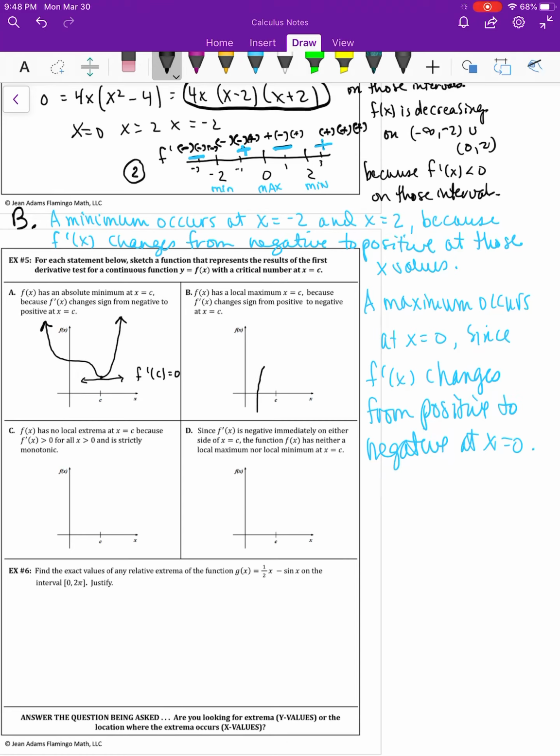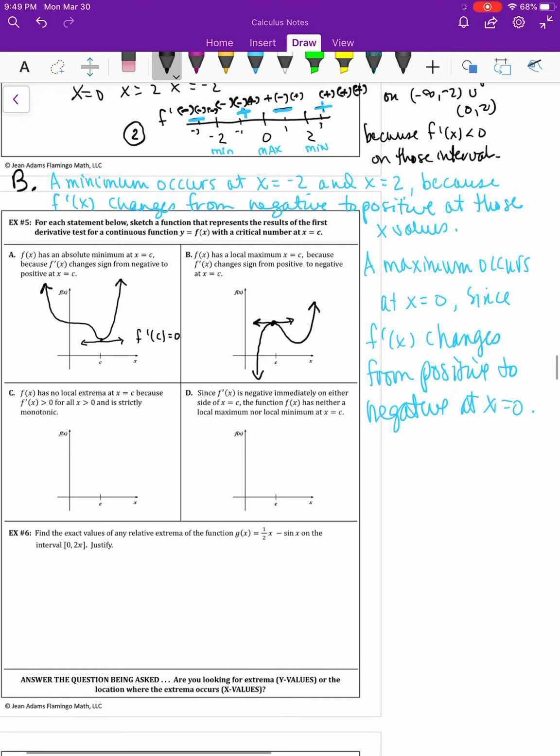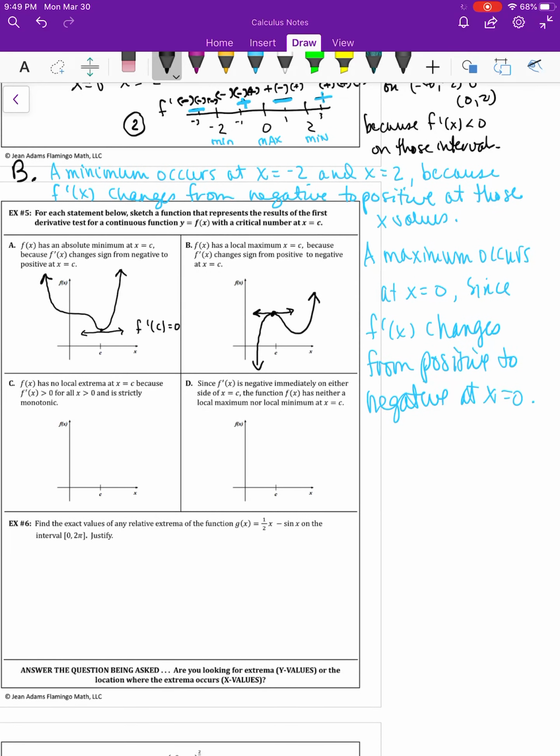And then for part B, f of x has a local maximum at x equals c because f prime of x changes signs from positive to negative at x equals c. So for this one, I went like this, and I went like that, just to show it. And there's my maximum, and it goes from positive slopes of tangent lines to negative, so my derivative goes from positive to negative at x equals c. And that was my example. So my f prime of c equals 0, and it was going from positive to negative.